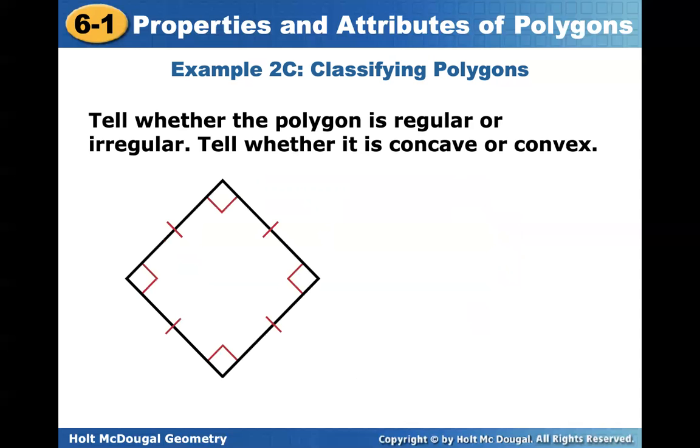This one, we have 4 sides that are equal, and we have 4 angles that are equal. Technically, it's a square. So is that regular? Absolutely. That's a regular quadrilateral, or what we call a square. And is it concave or convex? It's normal. It's not caved in. It has normal diagonals in the interior of it, so it's a convex polygon, regular convex.